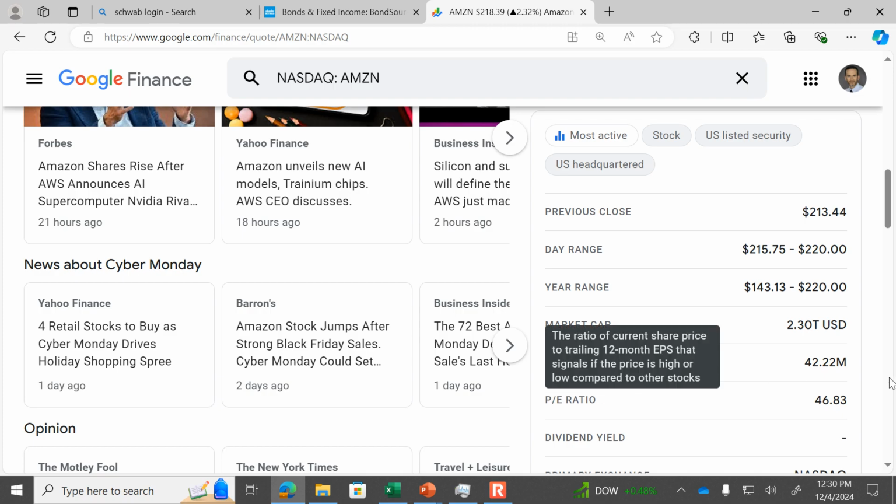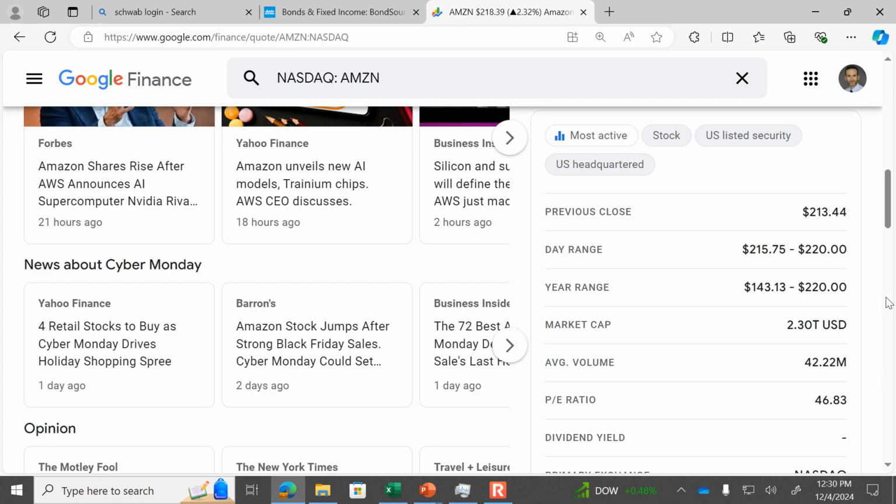Here, this P to E ratio, it's the price to earnings. What it represents is the share price compared to how much money Amazon is making per share. So what you can think of is that if you wanted to buy a share of Amazon, you're paying $46 in share price for every $1 of earnings that Amazon is making. So it gives you an idea, if you're comparing stocks, of relatively speaking how expensive a company is. And historically, a pretty typical P to E ratio would be around 20. We'll look at a graph of that in a moment.